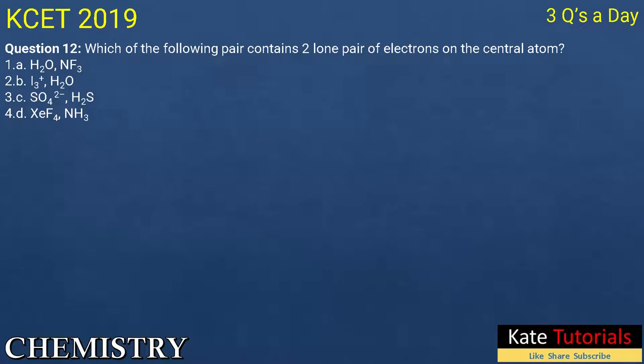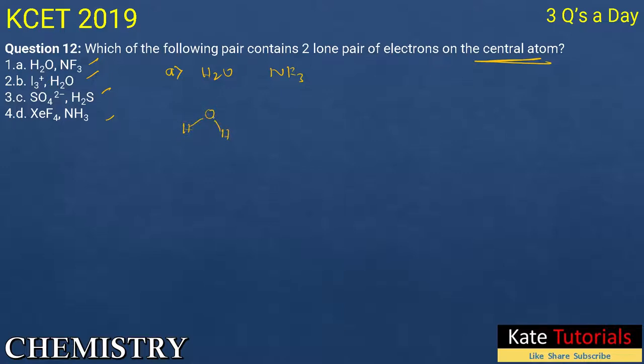Which of the following pairs contains two lone pairs of electrons on the central atom, right? So they have given options A, B, C, D. We have to tell in the central atom, not the metal atom, the central atom, which one is having lone pairs, right? Let us solve one by one. Option A, they have given H2O and NF3. You should know the structure. If you are thorough with chemical bonding, you can easily draw the structure, right? There is a trick. If you want, you have to comment so that I will explain it.